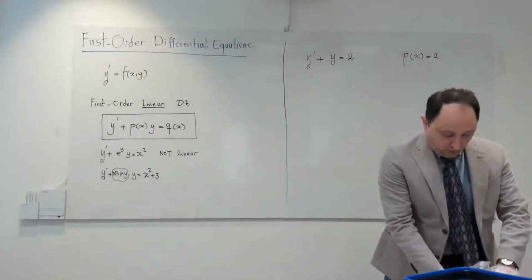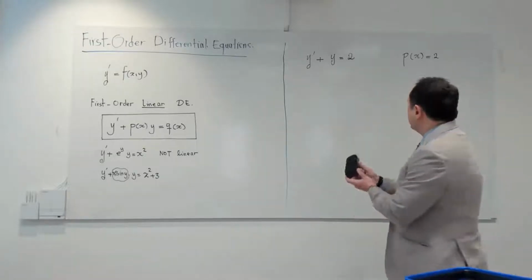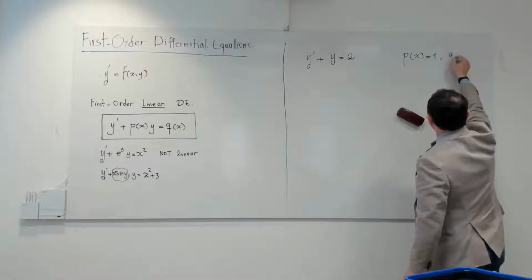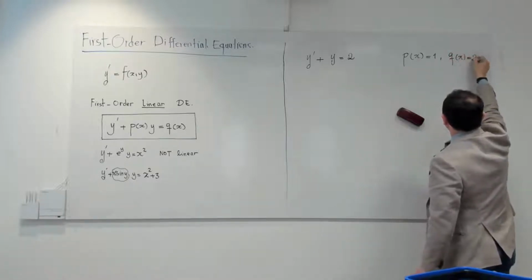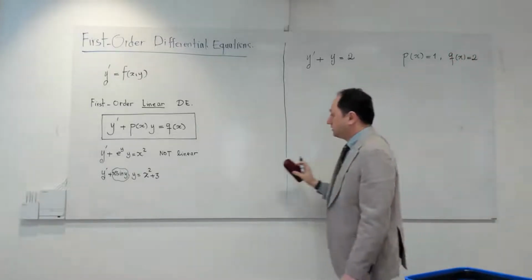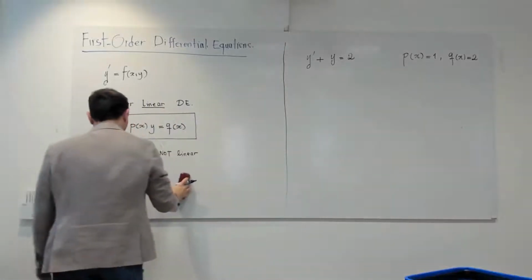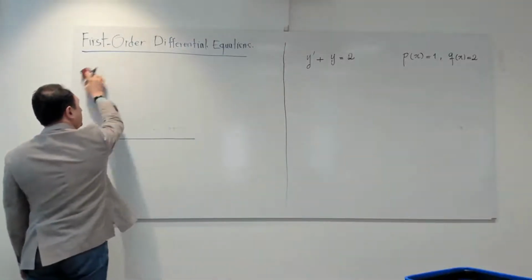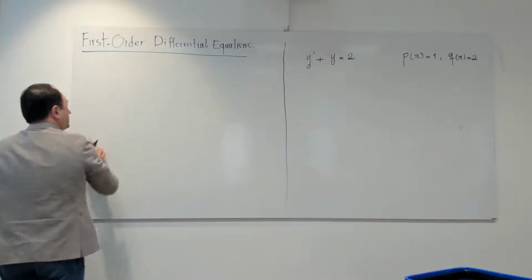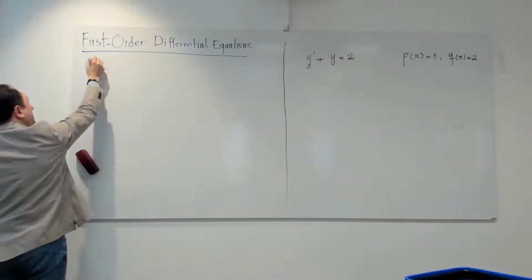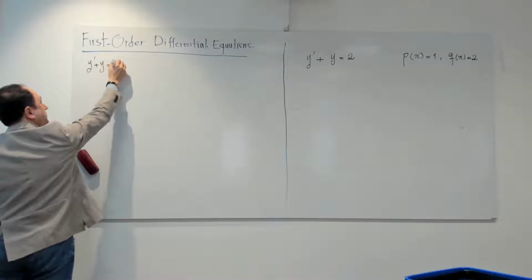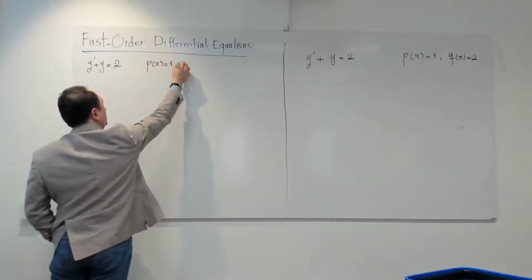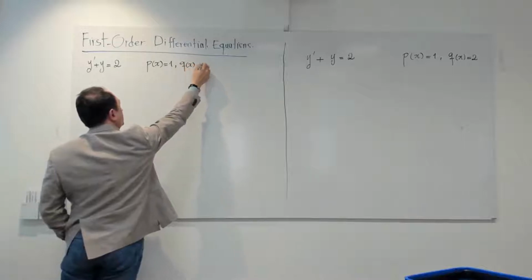So that is 1 and q of x is 2. Okay, do you have any idea how to solve this? This is a very, very simple differential equation. Even this simple one might not be easy to guess how to solve it. So let me start from here. y prime plus y equals 2. Here you have p of x equals 1 and q of x equals 2.